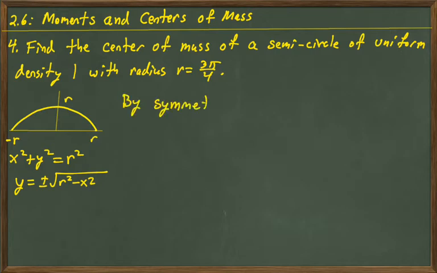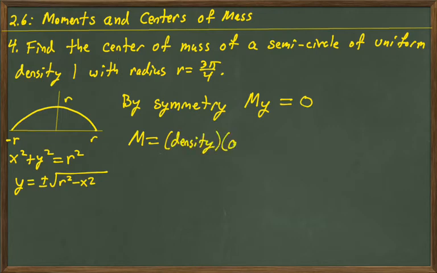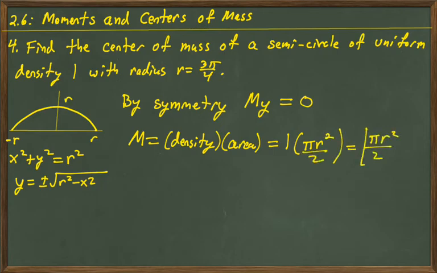By symmetry, the moment about the y-axis is going to be 0, so you have the same area and density on both sides. Mass is density times area. The density here is 1, and this is a semicircle, so the area is pi r squared divided by 2. And so the mass is going to be pi r squared over 2.